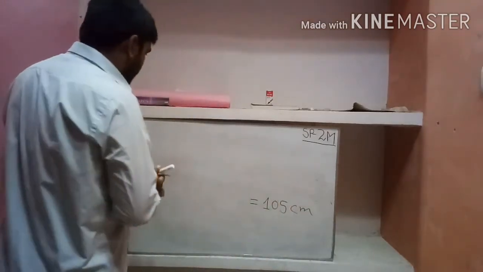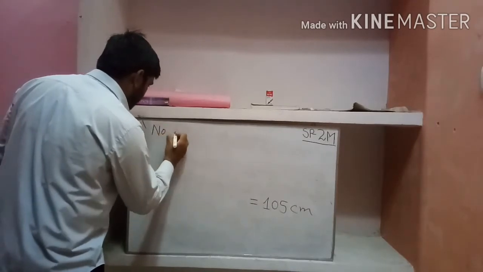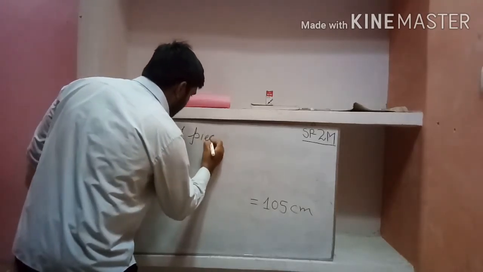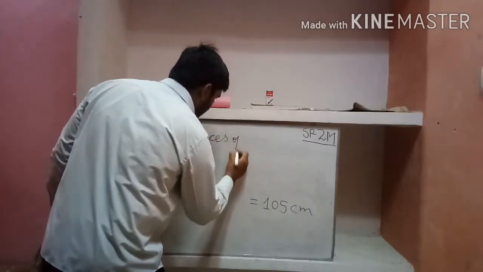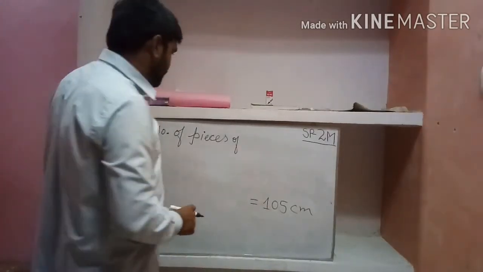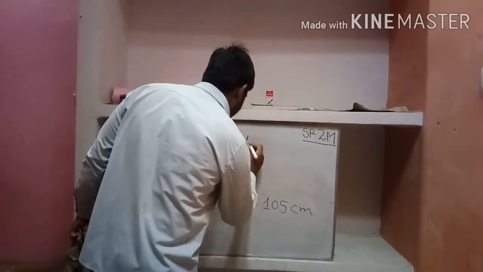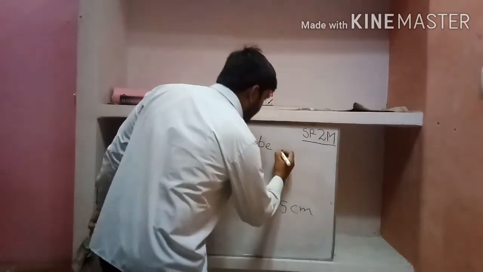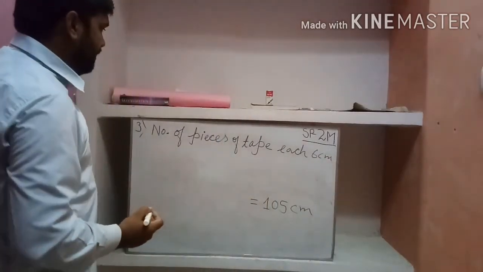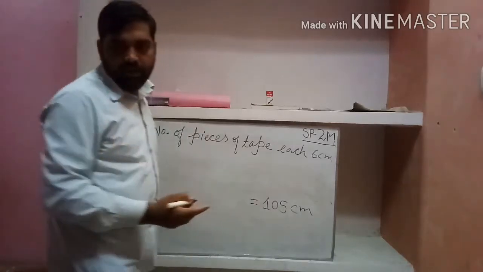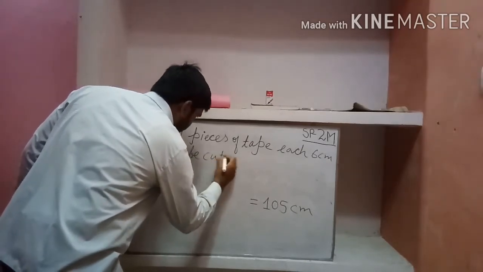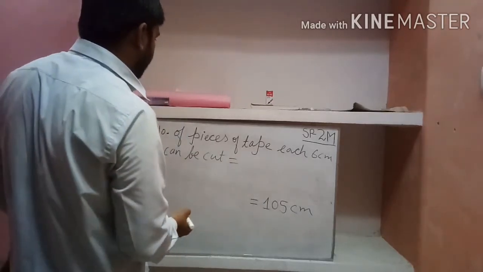So after that I am going to write number of pieces of tape, each 6 centimeter, can be cut equals to total length divided by length of each piece.